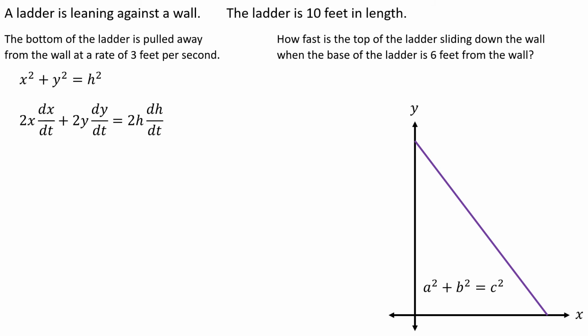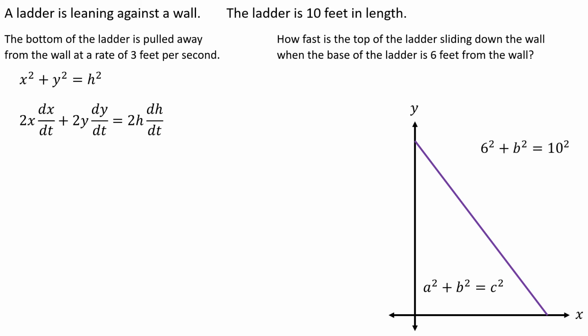X squared becomes 2x, but then I've got to put my dx/dt. Y squared becomes 2y, but of course I have to put my dy/dt. H squared becomes 2h, and I've got to put my dh/dt. Right? Each variable, we're taking the derivative with respect to time.